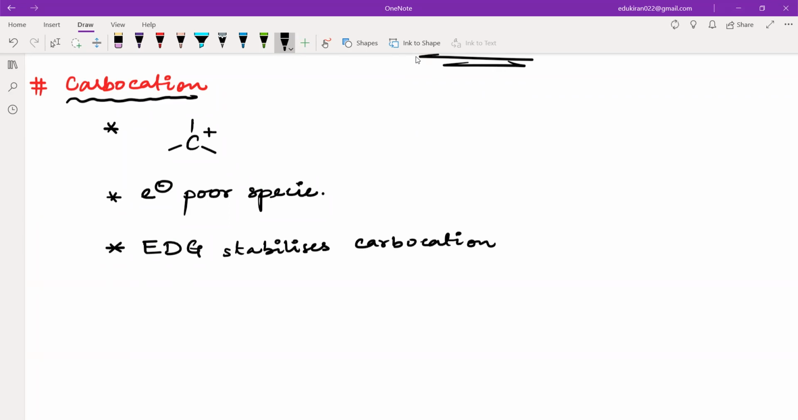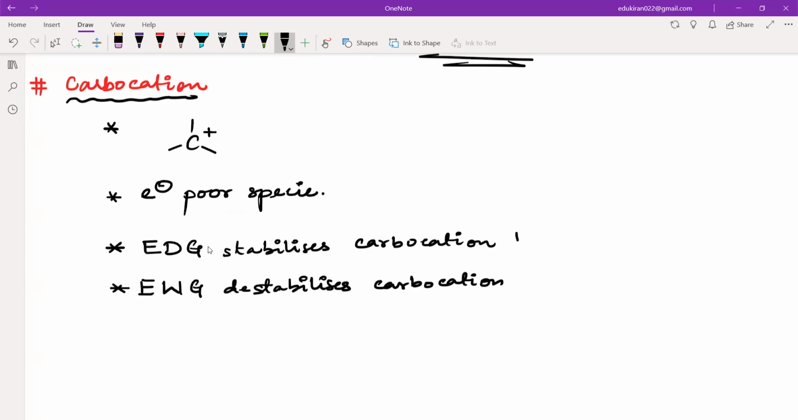Furthermore, I can say that electron withdrawing groups, right? Those are going to make the poor poorer, because it is poor in terms of electrons and electron withdrawing groups will abstract those electrons also. That means we are making someone who is poor, poorer, and hence electron withdrawing groups destabilize carbocation.